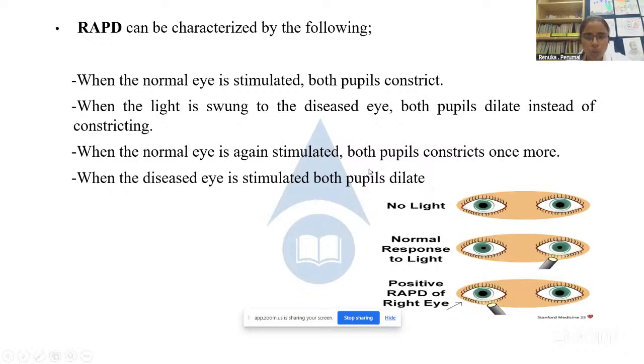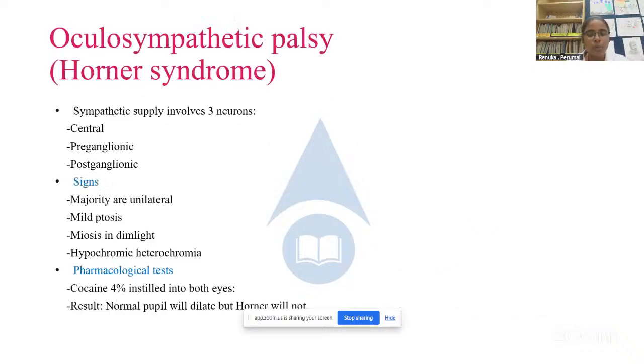Next, RAPD can be categorized by the following. This is under no light, and when there is a normal response to light, and when there is a positive RAPD of the right eye. When the normal eye is stimulated, the pupils of both eyes will constrict. When the light is swung to shine in the diseased eye, both pupils dilate instead of constricting. When the normal eye is again stimulated, both pupils will constrict once more. When the diseased eye is stimulated, both pupils will dilate.